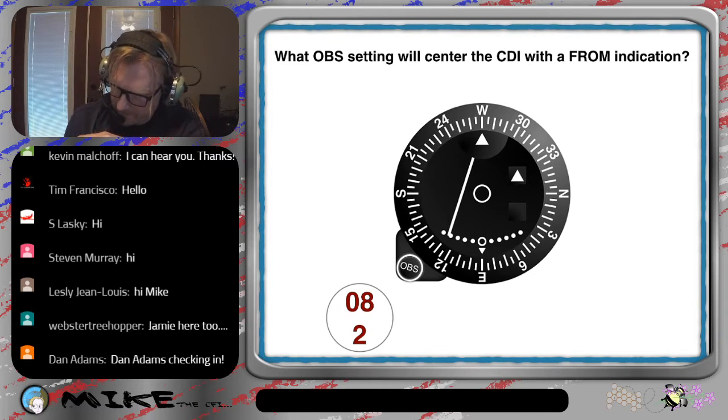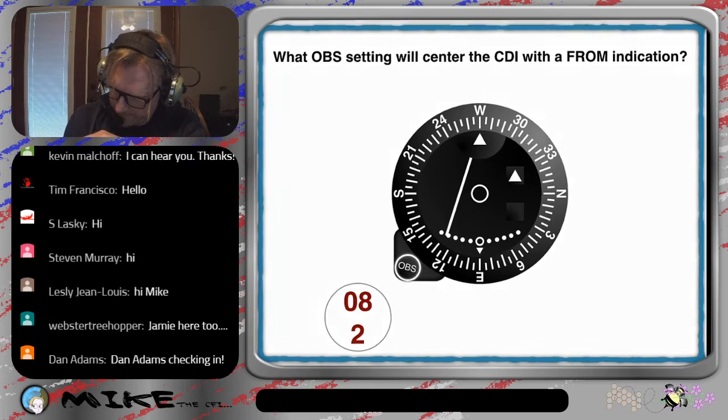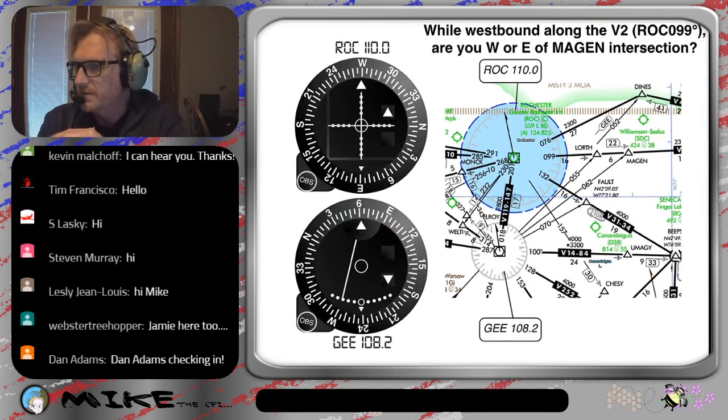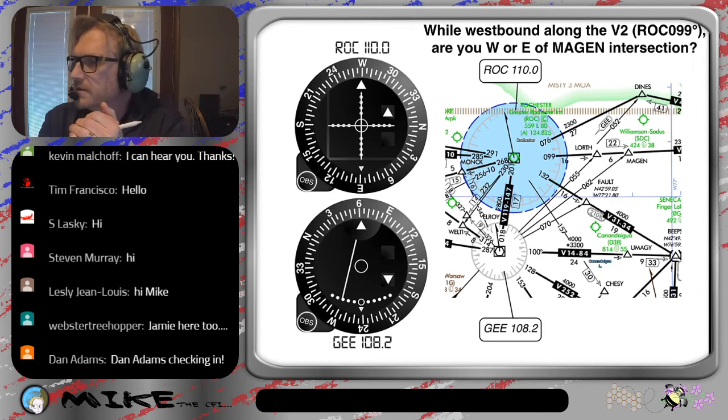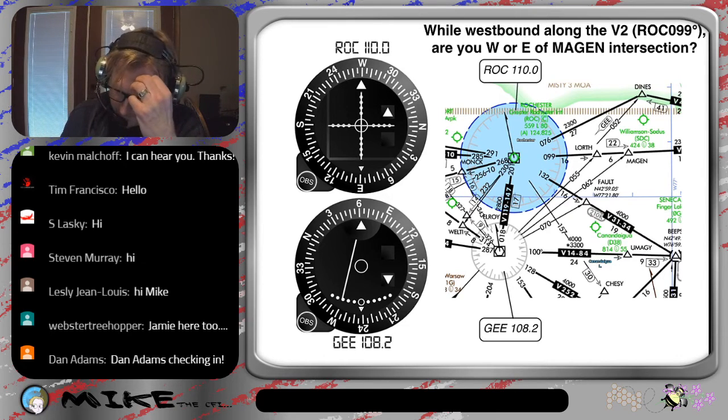Next one we're going to talk about is trying to determine our position relative to indications that we have with our dual VORs here. So we've got the top VOR tuned to the Rochester VOR, and we have the bottom VOR tuned to the Geneseo VOR. And the question here is, while westbound along the Victor 2, the Rochester 099 radial, are you west or east of Megan intersection?